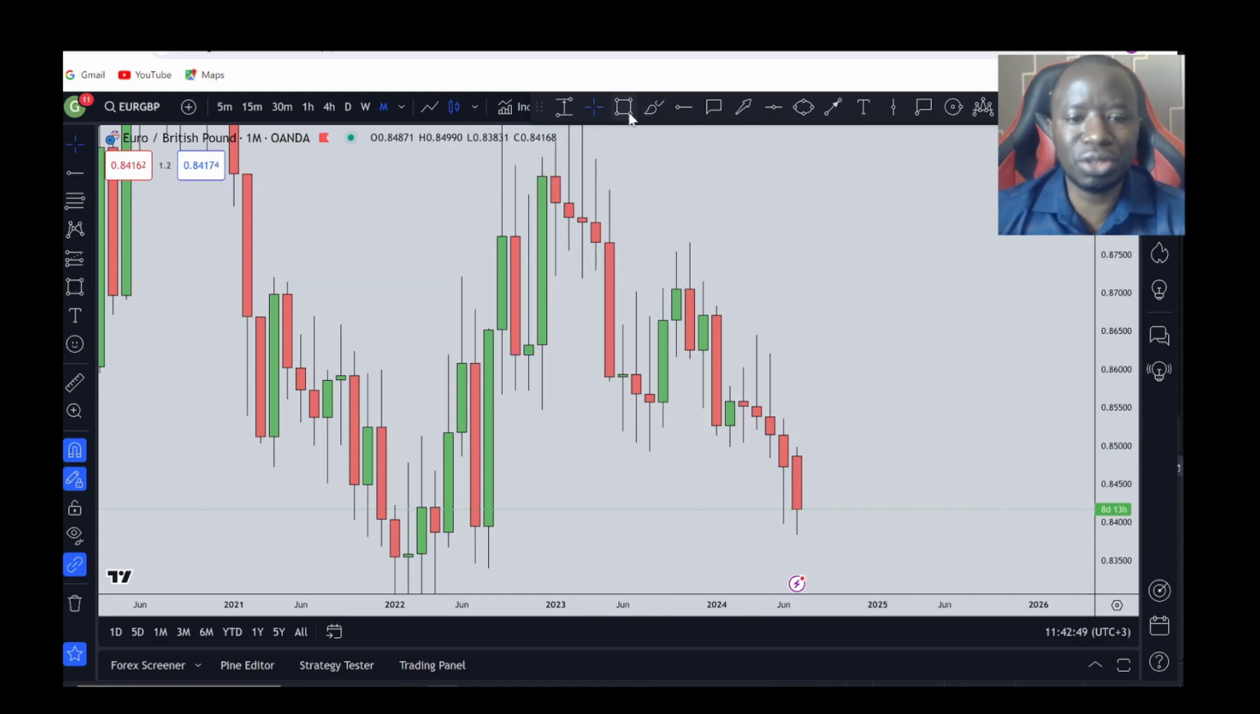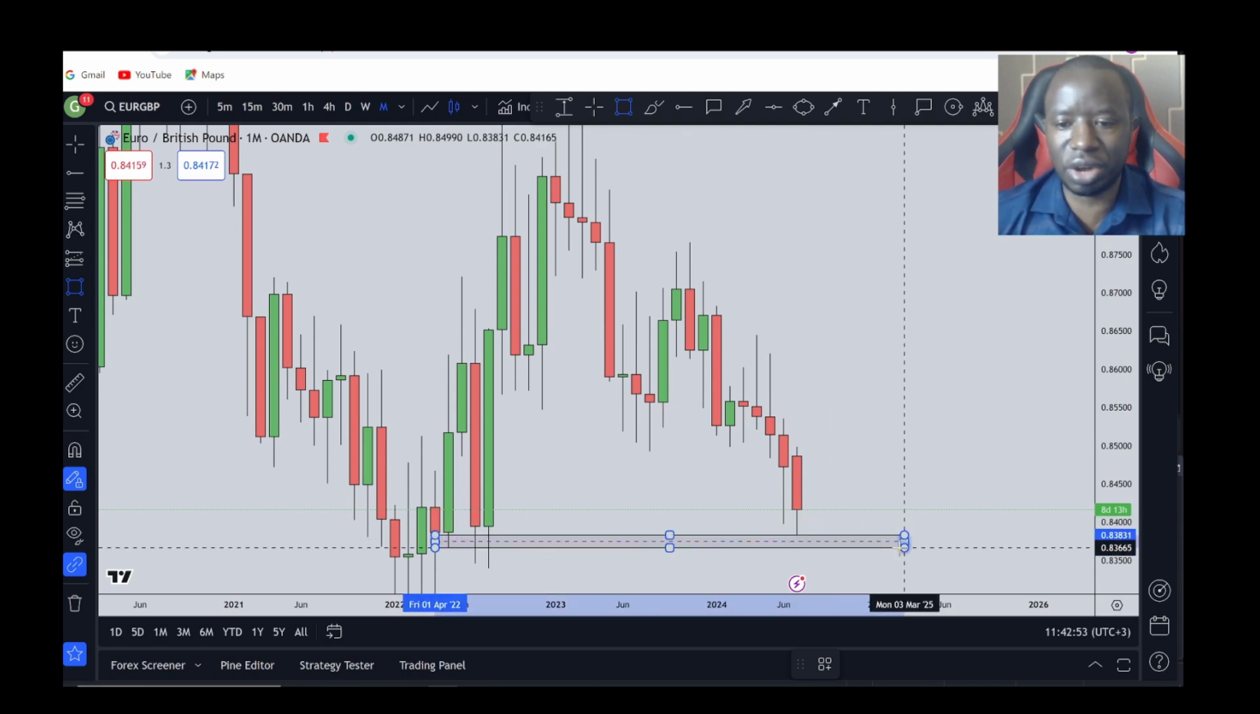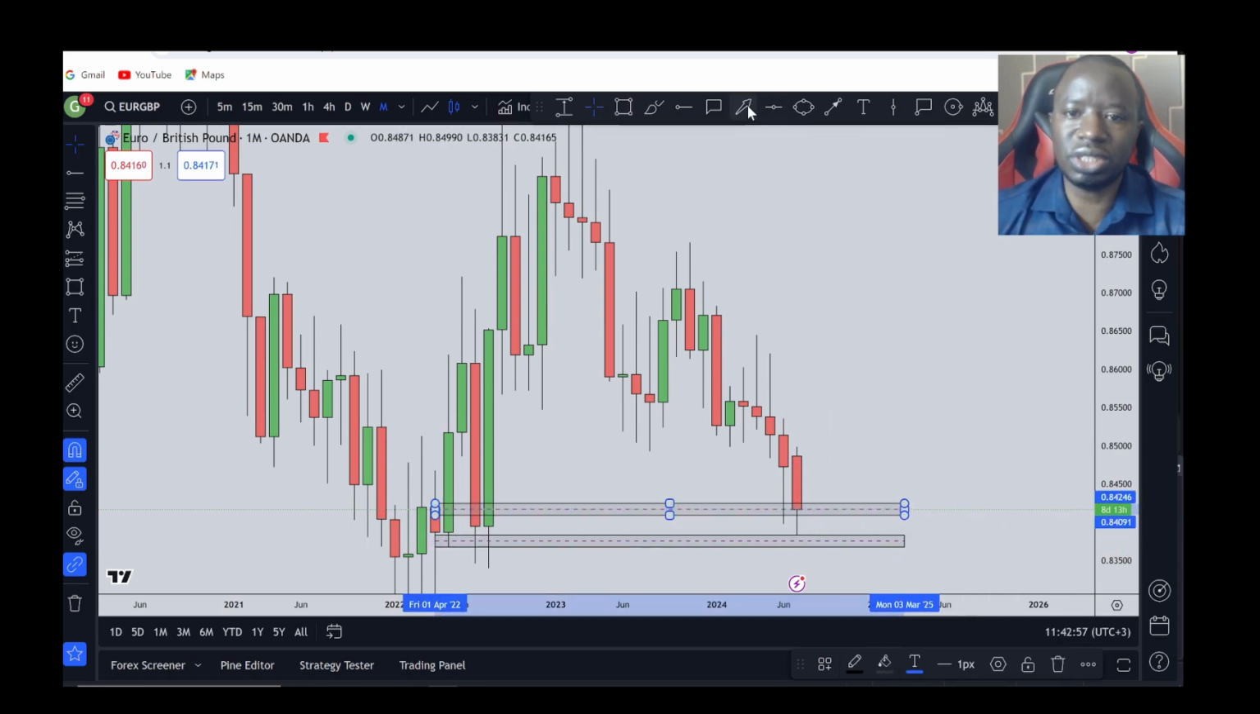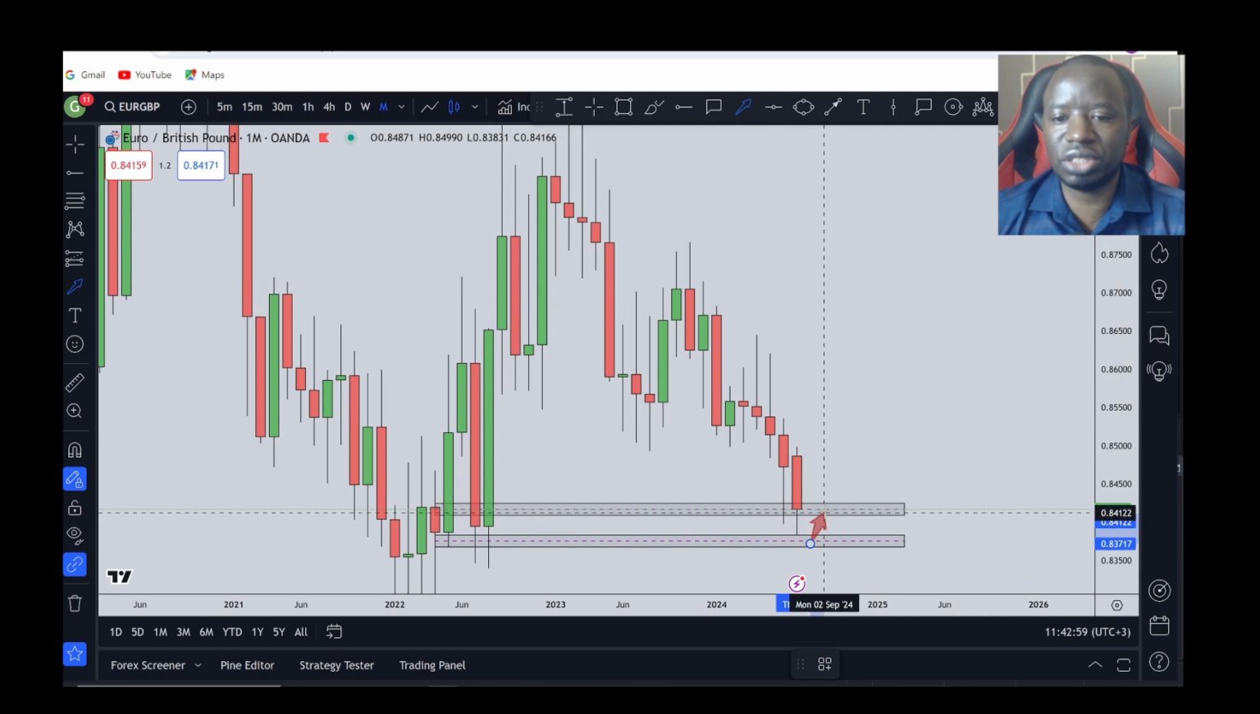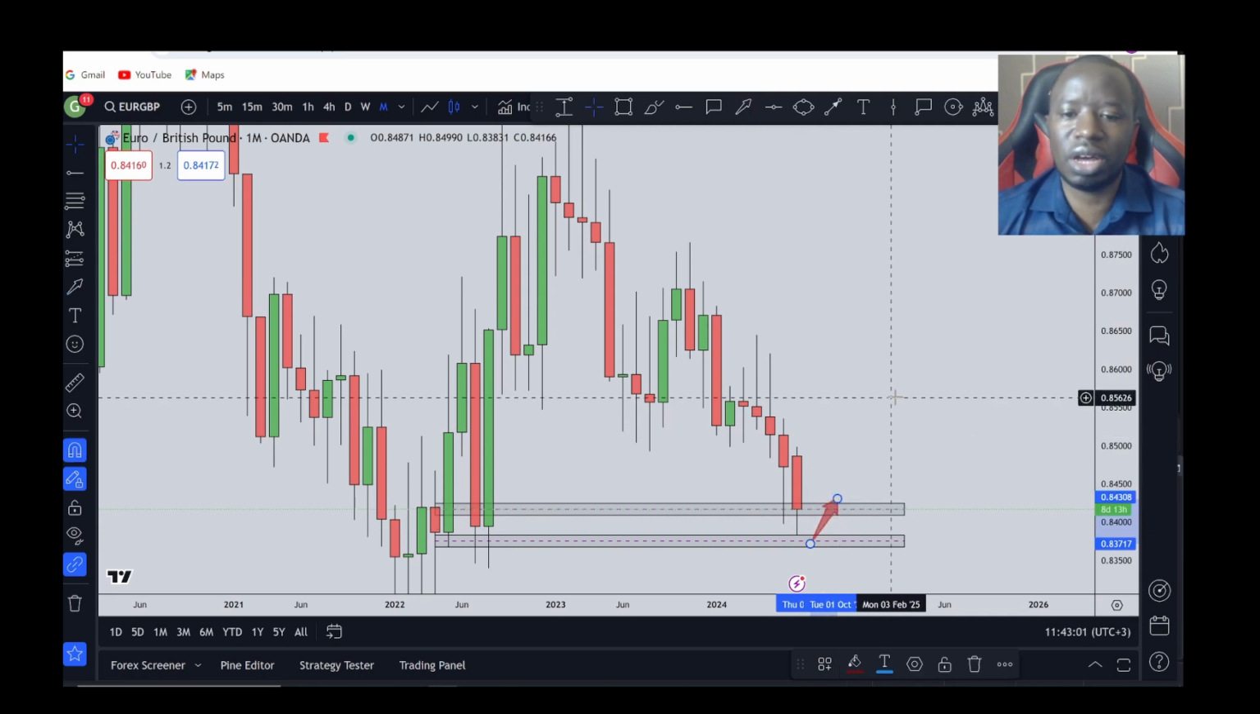But one thing to note is that price is currently coming into this area of support right here. So we could see some rejections of price from this area in the near future. But as it stands right now, it is bearish. So we are going to drop down to the weekly time frame to see what perspective it gives to us.